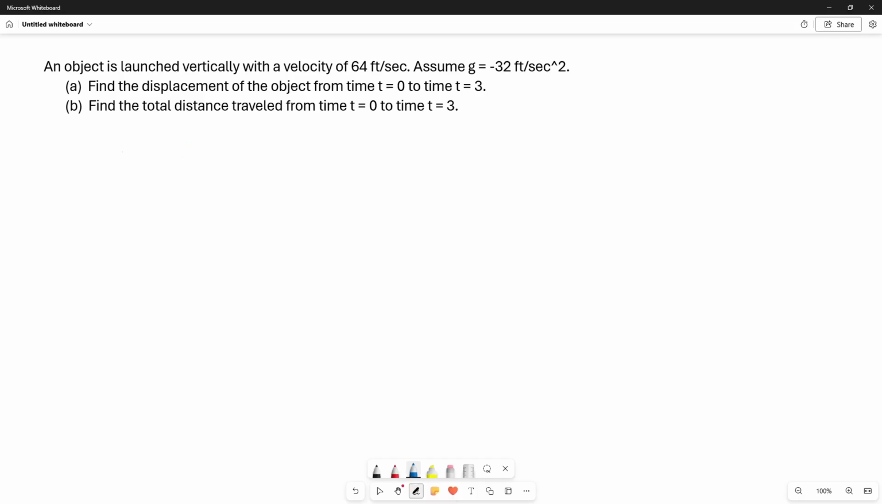So to find the displacement, it is defined as the position at the final time minus the position at the initial time, which in this case would be s of 3 minus s of 0. And because position is an antiderivative of velocity, this difference can be obtained from the integral from 0 to 3 of the velocity. So we can calculate the displacement if we can find the velocity function.